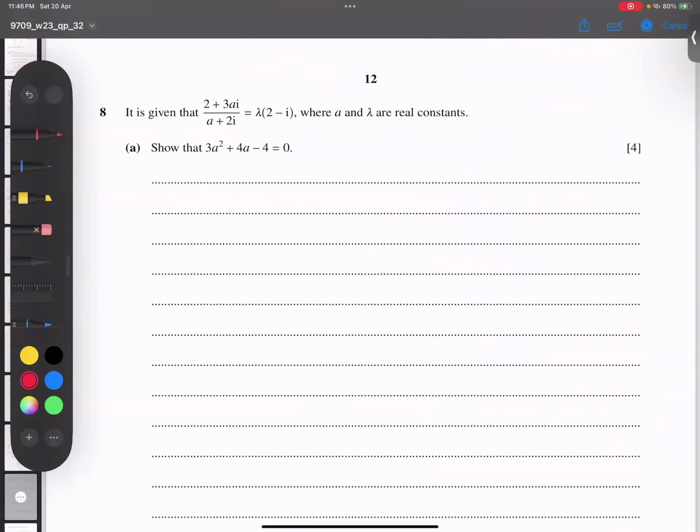Question number 8. We have complex numbers, given as this. So let's try to solve it.